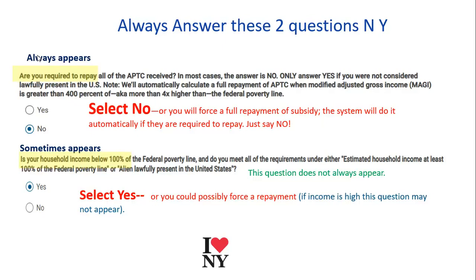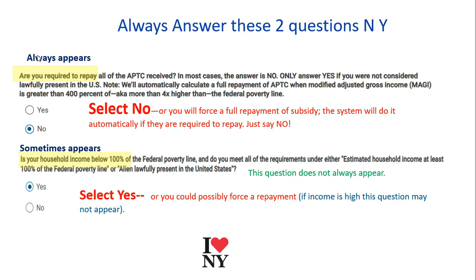These questions, this first one's always going to appear. It's going to say, are you required to repay all of the advanced premium tax credit? Always say no. If they have to repay, the system's going to make it do it no matter what. If you say yes, you're going to force them to repay everything that's in that column C, which sometimes is a lot of money. Sometimes I've seen it as much as 14,000, but regardless, just say no. If they're required to repay, it's going to automatically happen anyways.